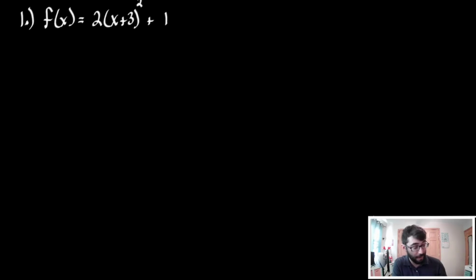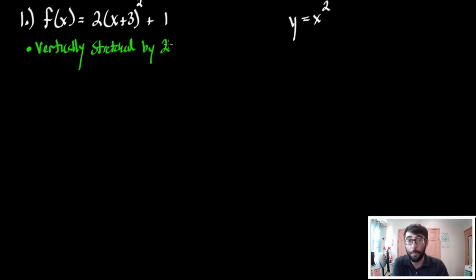So the first thing that I see, and remember, we are comparing it to our parent function, which is y equals x squared. So we're comparing it to y equals x squared, and the first thing I see is there's a difference of 2. There's 2 multiplying out in front. That is the first difference I notice. Well, what that means is that it is being vertically stretched by 2. And that is because 2 is multiplying out in front, and the absolute value of 2 is larger than 1. That means it is being vertically stretched. So that is the first transformation that we see.